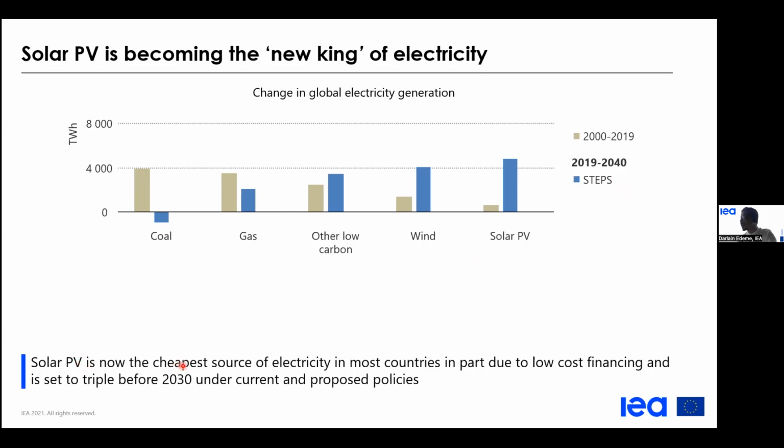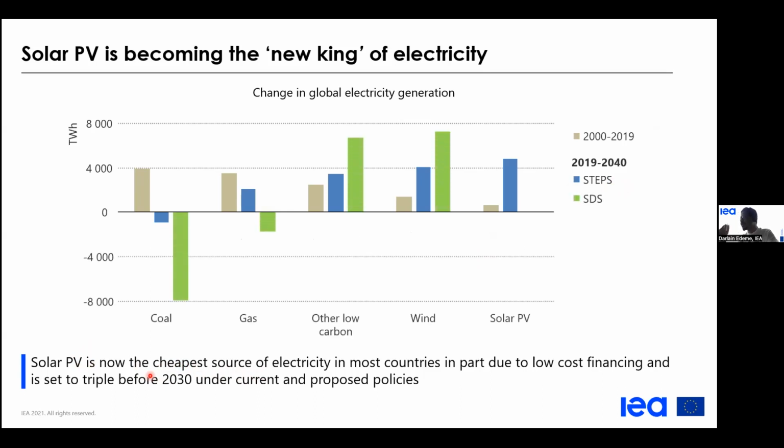So solar PV is now the cheapest source of electricity in most countries, and this is in part due to low-cost financing, and is in this scenario set to triple before 2030, under current STEPS policies, but also proposed policies, because we can see that there is also an alternative future, which is depicted by the SDS scenario, which is the Sustainable Development Scenario, which, again, I remind you, is the one which takes into account all commitments the world decided to agree on. For example, the 2030 agenda from the United Nations.